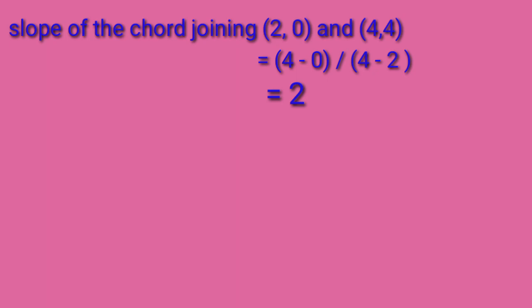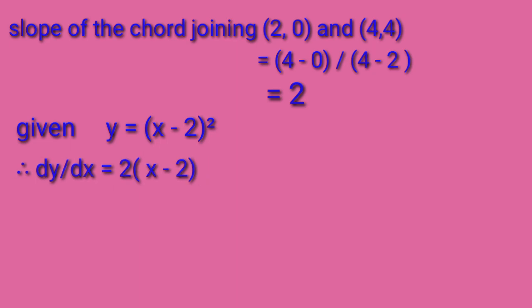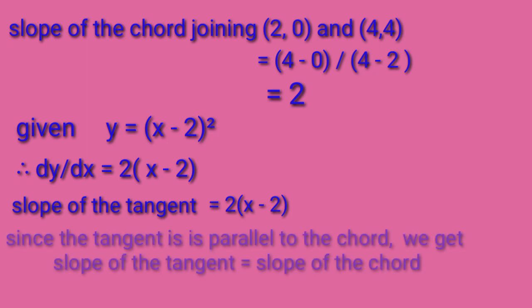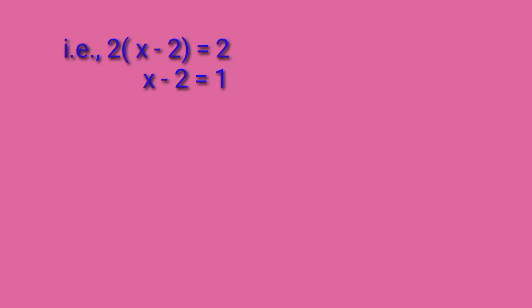Then the curve equation is given there. Y is equal to x minus 2 the whole square. So from that also we can find the slope. Dy by dx we can find. So dy by dx is equal to 2 into x minus 2. Slope of the tangent is 2 into x minus 2 from the curve we get, and also we know that slope of the tangent is 2 there. So we can equate it. That is 2 into x minus 2 is equal to 2. So we can solve it. X minus 2 is equal to 1. Then x is equal to 3.